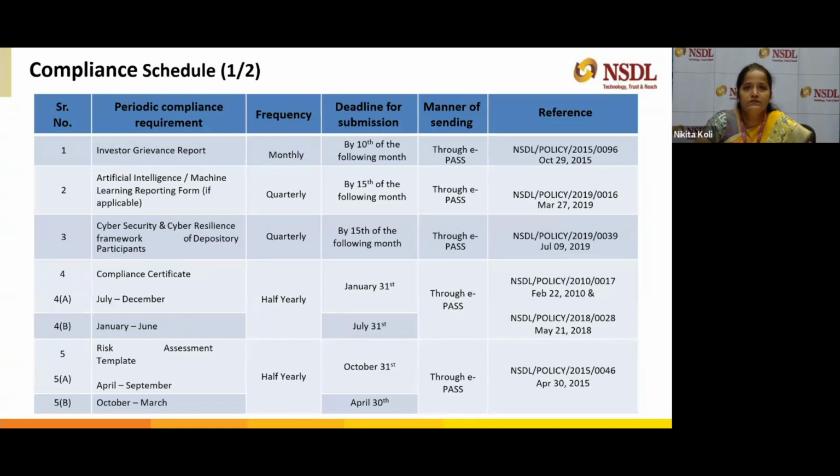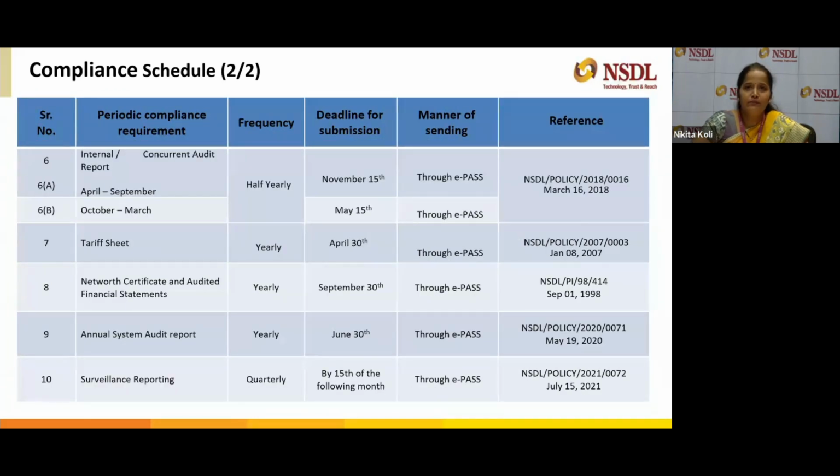As the name suggests, the risk assessment template includes net worth at the end of the previous year and the current year, value of holdings in the beginning of the year with the DP, number of service centers, percentage of DIS processed electronically, number of investor complaints, shareholding pattern, etc. All these details need to be provided by the compliance officer and verified by the respective internal auditor before submission. Our next report is the internal and concurrent audit report, which has to be submitted on a half-yearly basis.